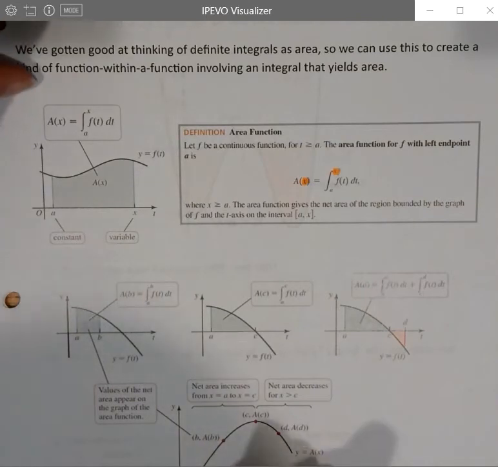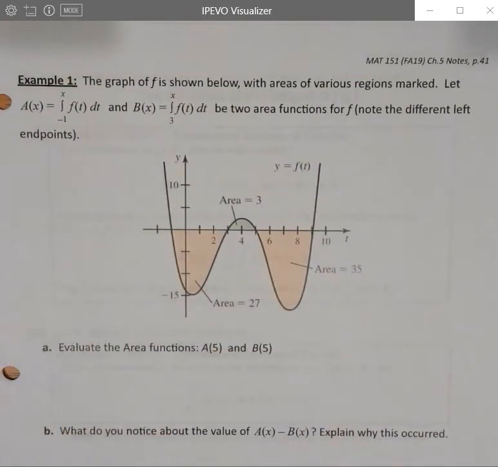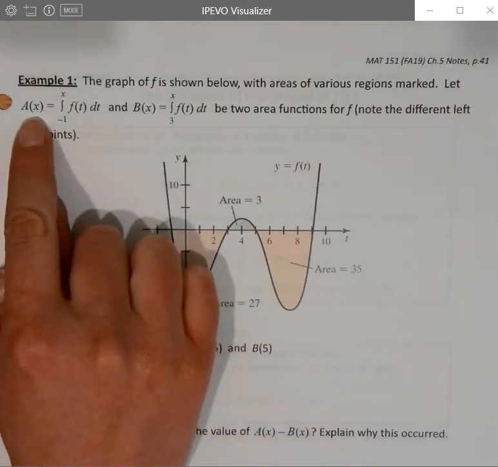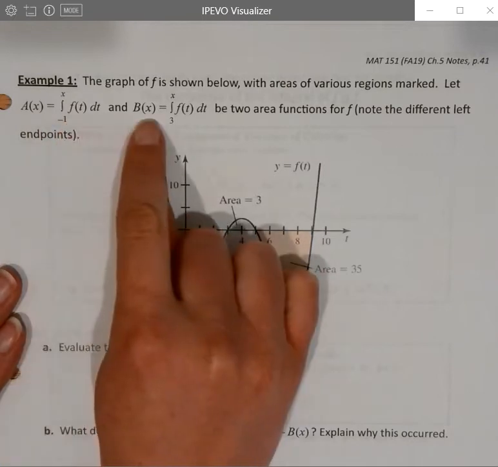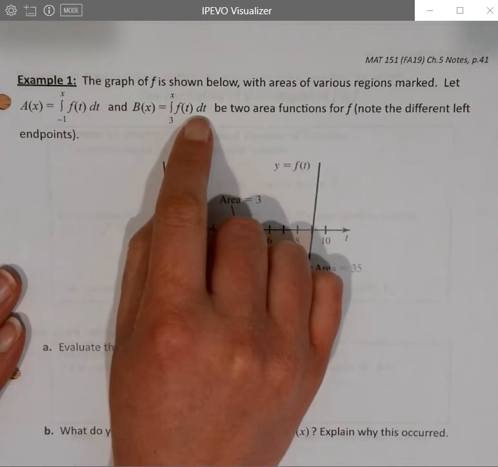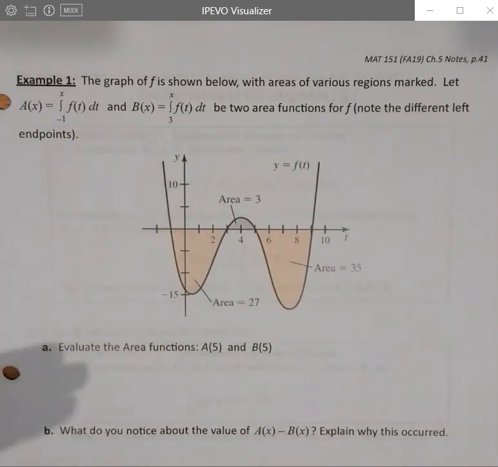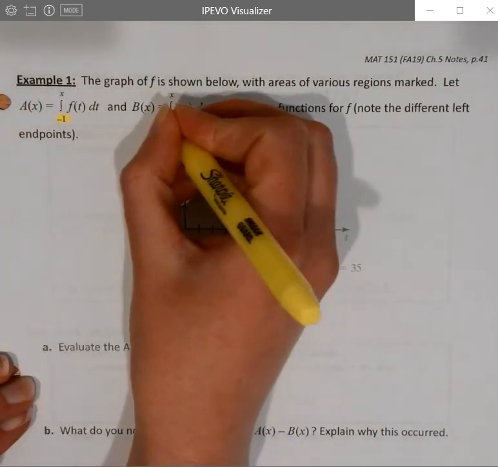Okay, so let's take a look at how this is going to work on the next page, and then we'll get into that fundamental theorem of calculus notation as well. So first, I'm defining A of x to be the area function that is the integral from -1 to x of f of t dt, and B of x to be the area function that's from 3 to x of f of t dt. These are two specific area functions for f. They have different start points, right? So the first one starts at -1, and the second one starts at 3.